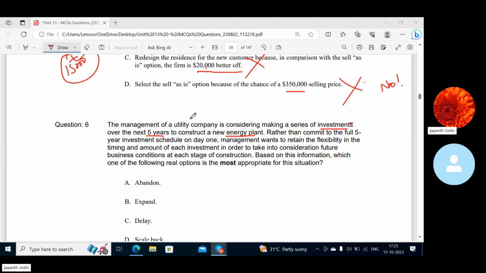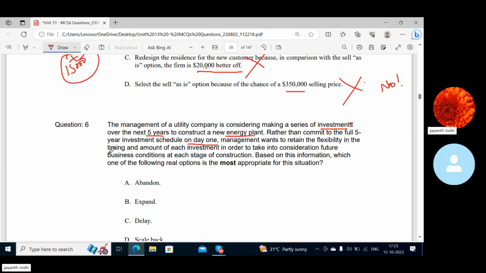The management of a utility company is considering making a series of investments over next 5 years to construct a new energy plant rather than commit to the full 5-year investment schedule on day one. So they don't want to make one single investment. They want to make many investments and construct a new energy plant. A series of investments, nothing but phase wise they're going to spend, right?